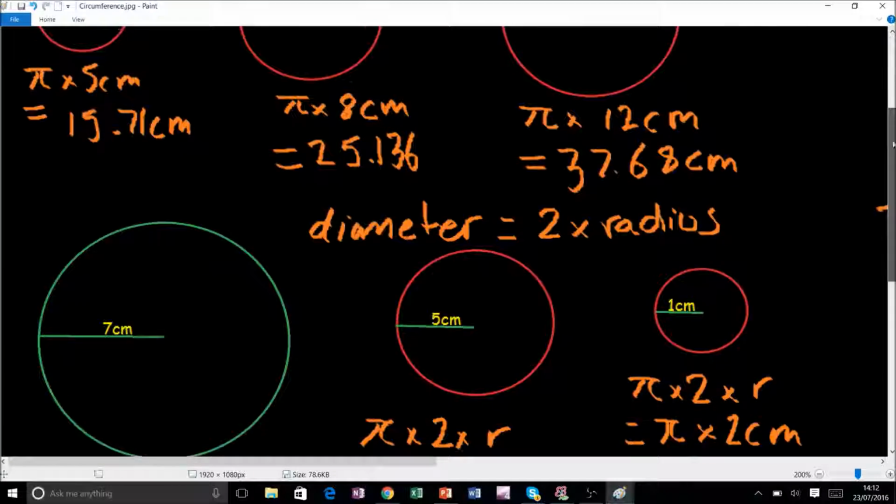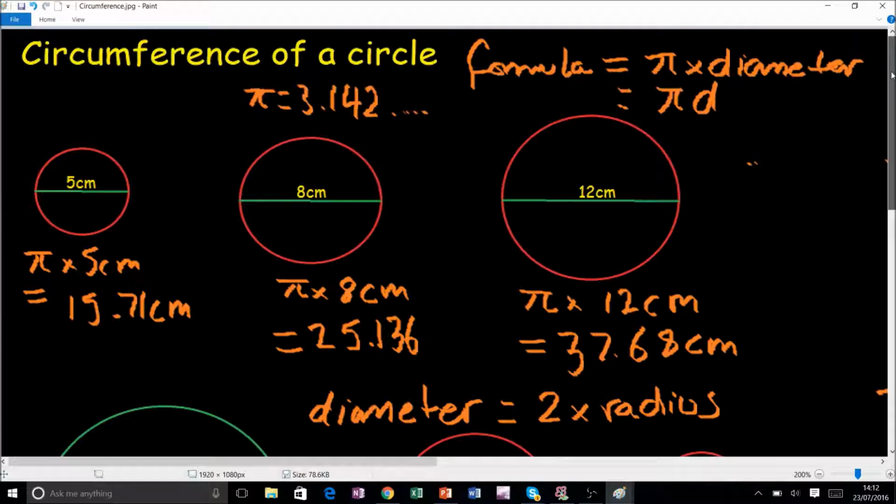So guys, I hope you understood that. I hope now you can calculate the circumference of a whole circle. And later on in the future, I'll be looking at half a circle, so like a semicircle, and 3/4 of a circle as well, okay?